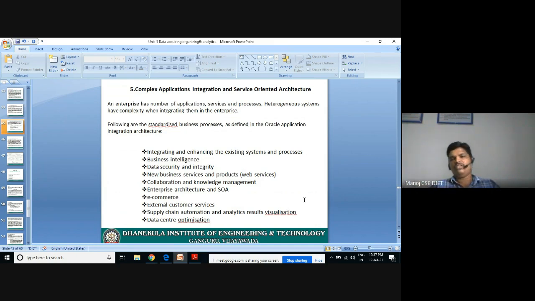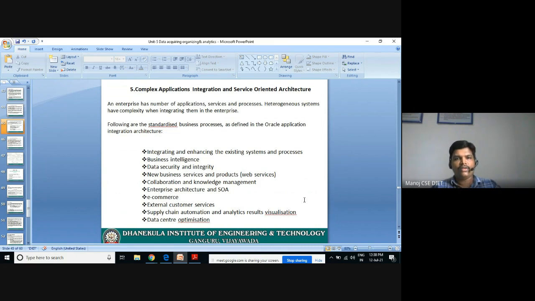Why? Because homogeneous means all those are having similar properties. The similarities will be there under one category, so we can integrate easily. But related to my business, here we are integrating heterogeneous systems which are dissimilar, which are not familiar with each other, so we need to integrate them for the sake of the enterprise.